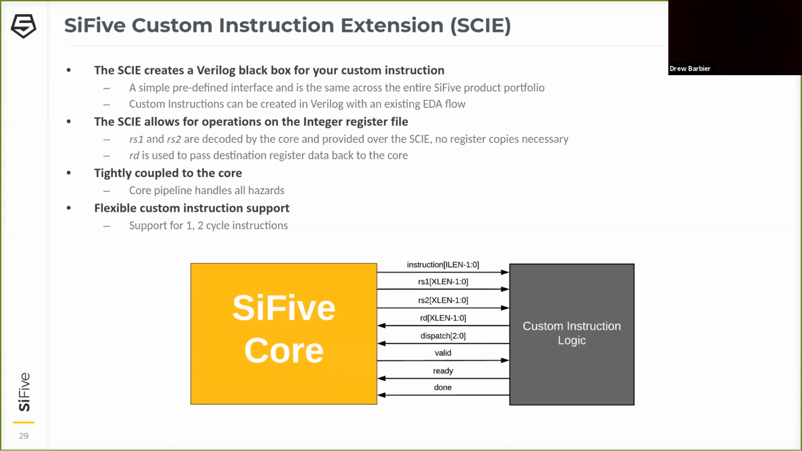So the SCIE, or SiFive Custom Instruction Extension, is tightly coupled to the core, so all pipeline hazards are handled on the SiFive side. So if things like interrupts or exceptions happen, that's all taken care of for you by the SiFive implementation. Now what this gives you is a very easy to use interface that allows you to implement custom instructions using your own design in a manner that's typical of a normal design flow.